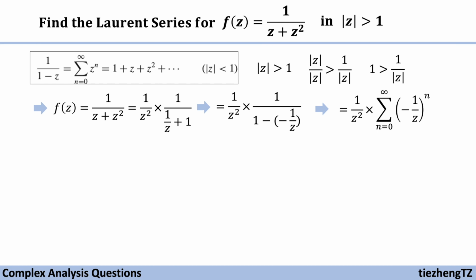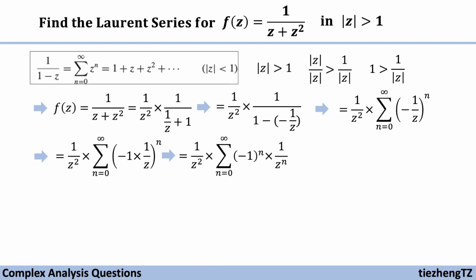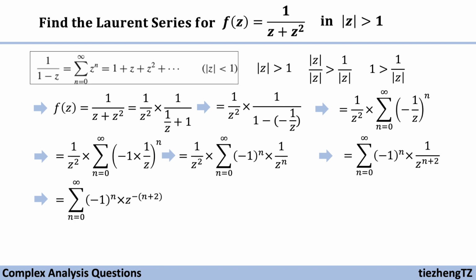So it becomes 1 over z squared times the sum from 0 to infinity of minus 1 over z to the power of n. And of course, just like what we did before, we can take the minus 1 within the parentheses out and also put this 1 over z squared into this sum. And we have this result: the sum of minus 1 to the power of n times z to the power of minus n plus 2.